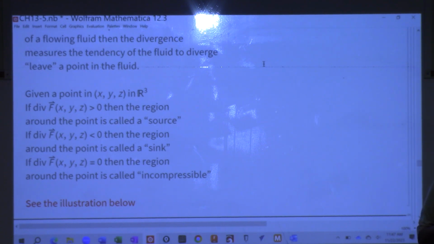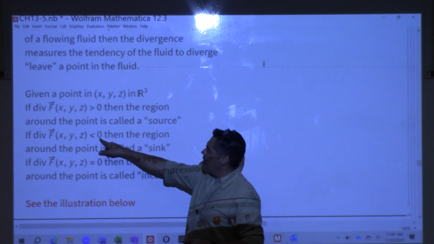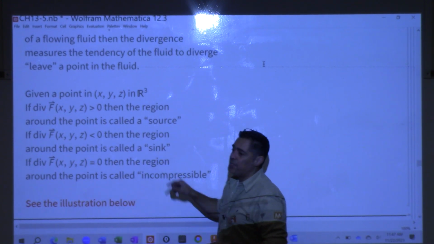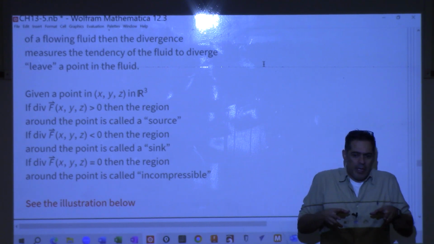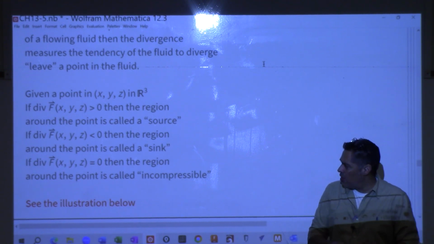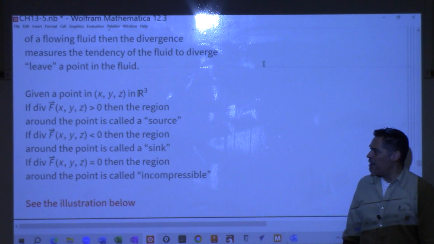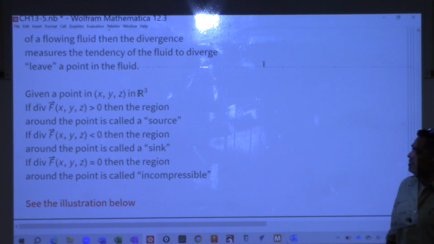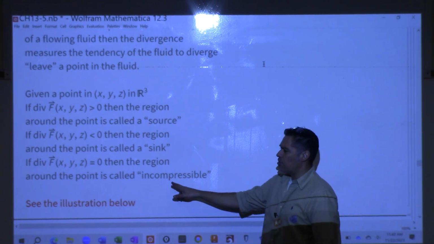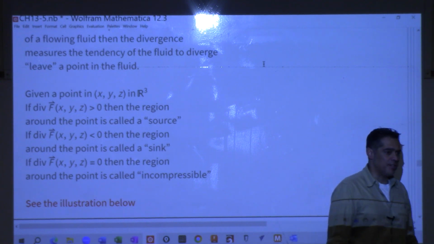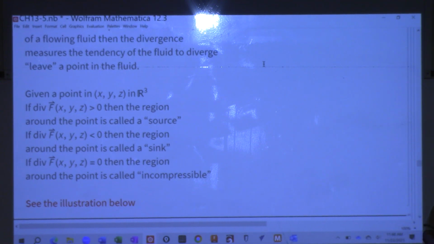I think of it as like heat. You know, it's like emanating heat out. Okay? If your divergence is negative around a point, then the region around is called a sink, meaning that things are being drawn into it. Okay? That's called a sink. If your divergence is 0 at a point, then the region around it is called incompressible, because nothing wants to go in or out. It's just not compressible.